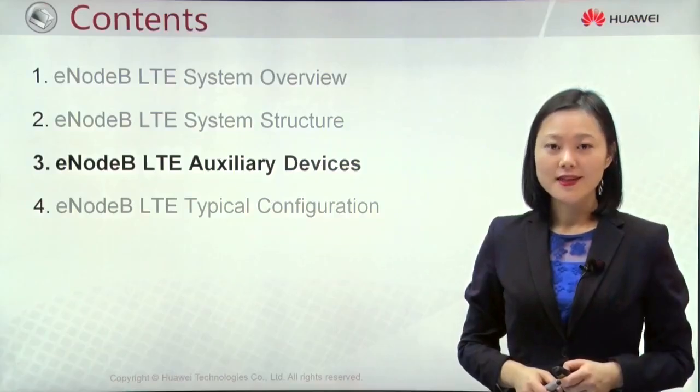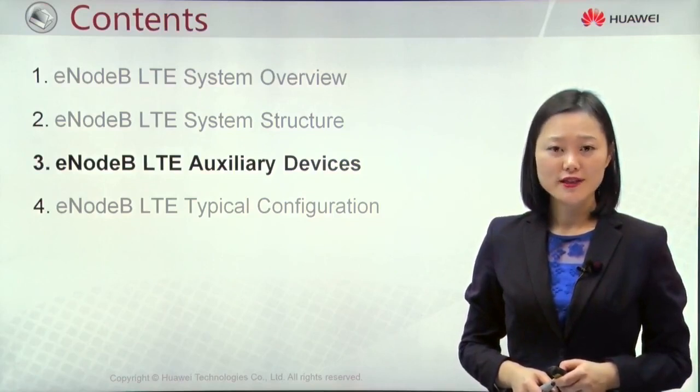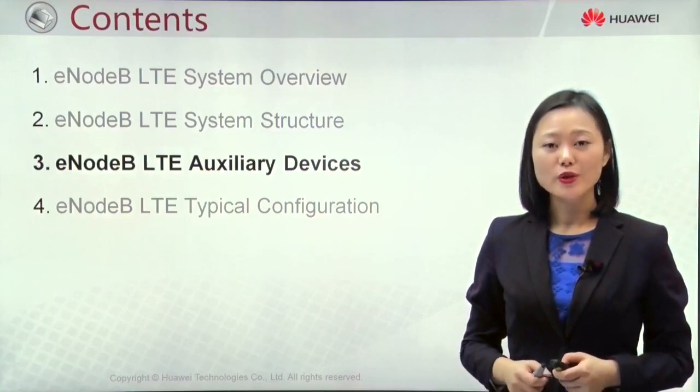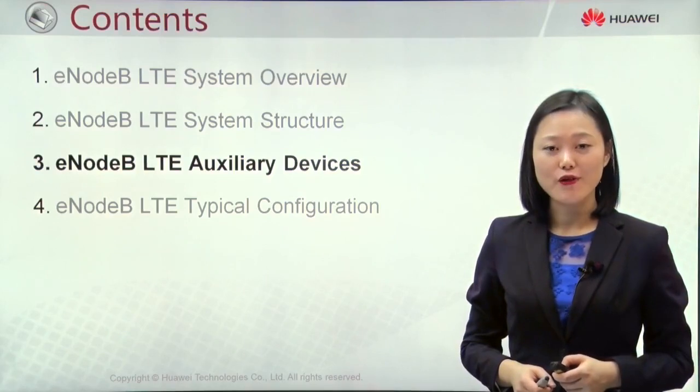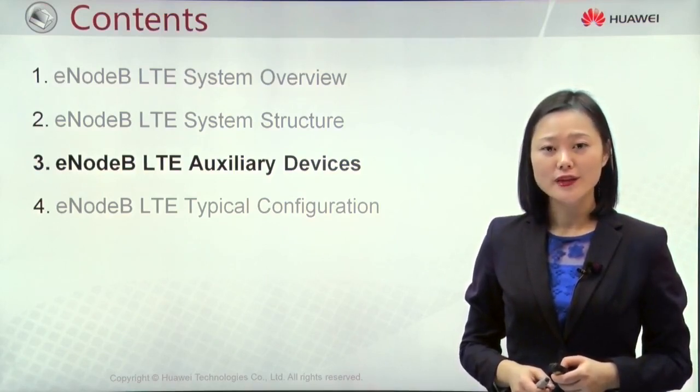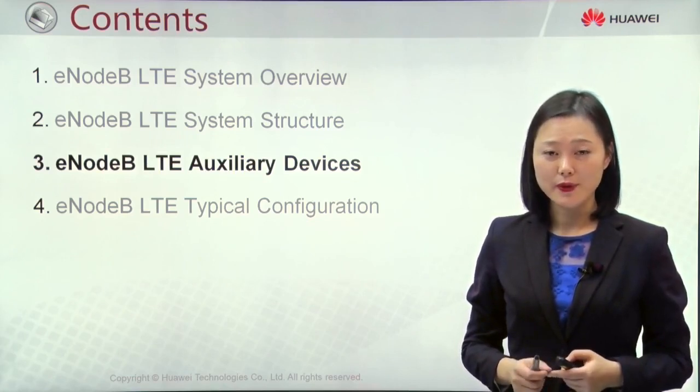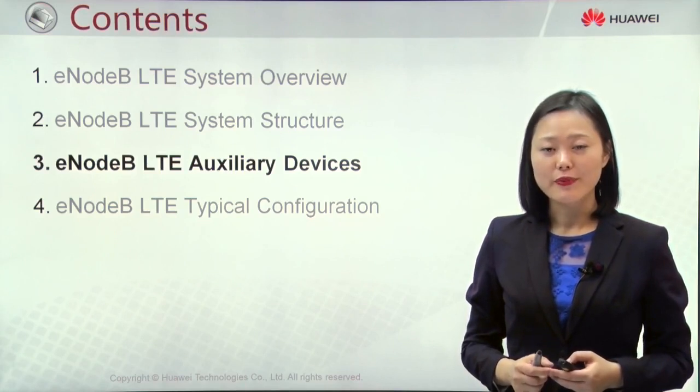Hello everyone. This chapter is about eNodeB product auxiliary devices. We are going to introduce different types of cabinets and auxiliary devices and how they can be combined flexibly together with BBU, RF unit to become various types of eNodeB products.